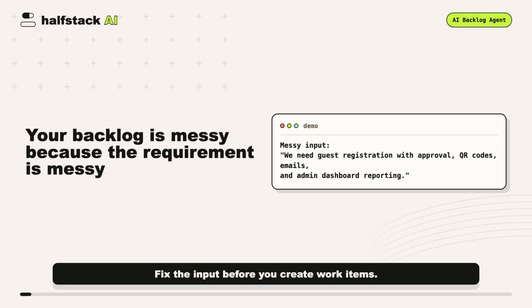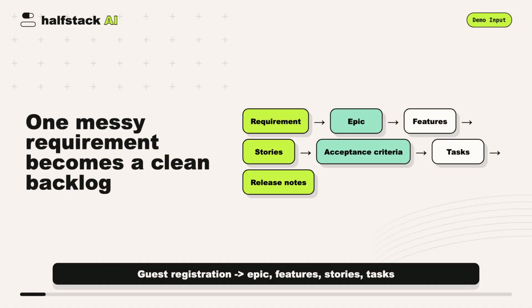In this tutorial, we are building an AI backlog agent workflow for Azure DevOps. The agent takes one messy requirement and turns it into an epic, features, user stories, acceptance criteria, tasks, dependencies, definition of done, and release notes. But we are not blindly pushing AI output into Azure DevOps. We are designing a structured, reviewable workflow where humans approve the backlog before anything becomes official.